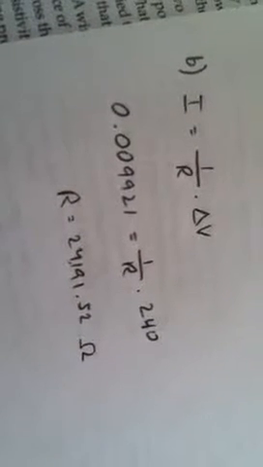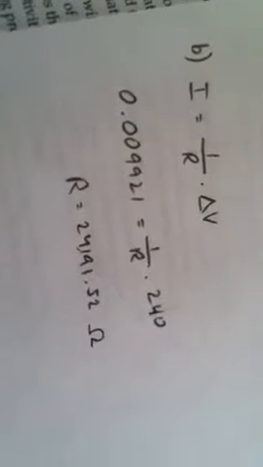Then if we go down to Ohm's law, we can use that to say that I equals 1 over R times delta V. So 0.009921 amperes is equal to 1 over R, your resistance, times 240 volts, which is your potential difference. So then we go on to say R is equal to 24,191.52 ohms. And that's that problem.